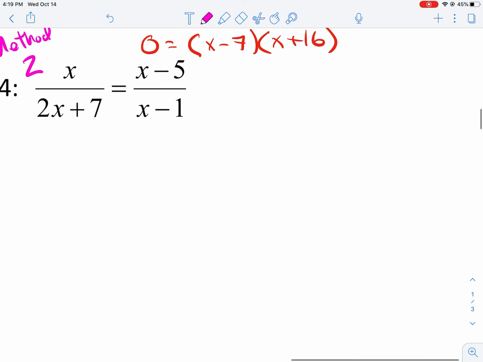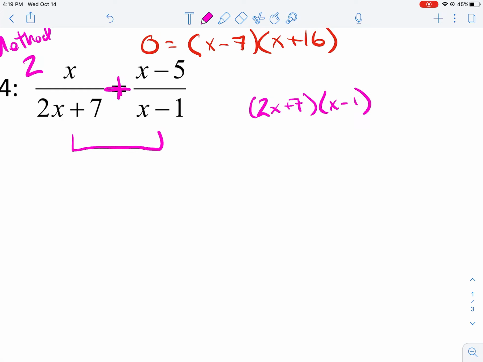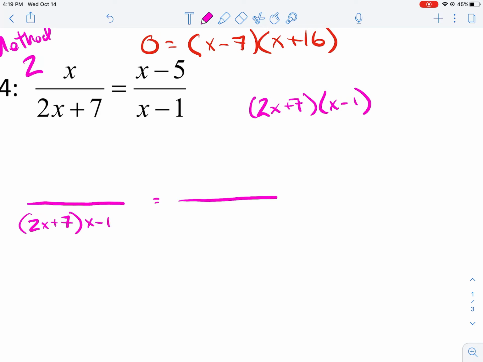So in this case, if I was trying to add these two fractions here, if there was a plus sign here instead of an equal sign, the only denominator that would work would be 2x plus 7 times x minus 1. Okay, so what that means is I have to use both of those for my denominator on both sides of the equal sign. So we get 2x plus 7 here, x minus 1.